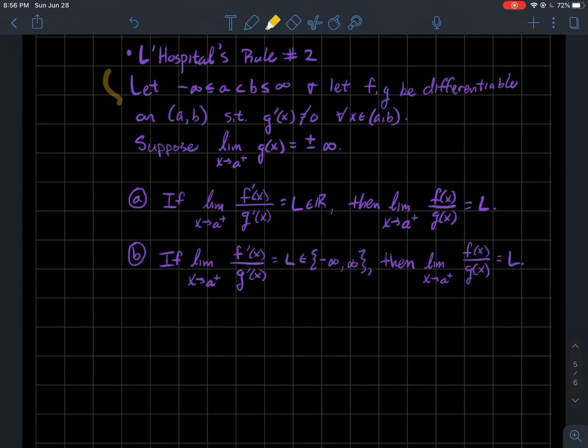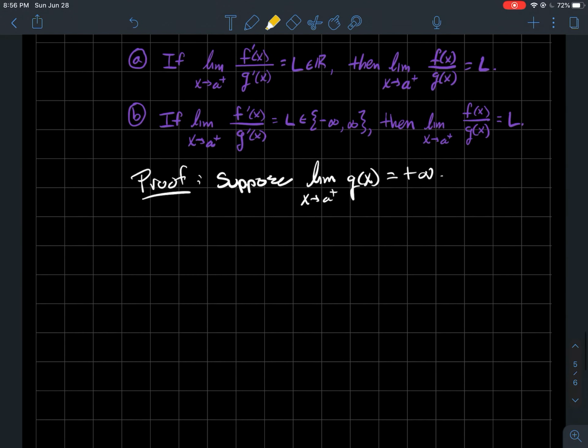But there are two things you could say if all these hypotheses are satisfied. The first thing we can say: if the quotient of the derivatives has a limit L as x approaches a, where L is a real number, then the limit of the quotient f over g is also equal to L. And similarly for part B, if the limit of the quotient of the derivatives as x approaches a from the right is either infinity or negative infinity, then the limit of f over g matches that. Cool. So how are we going to prove this?